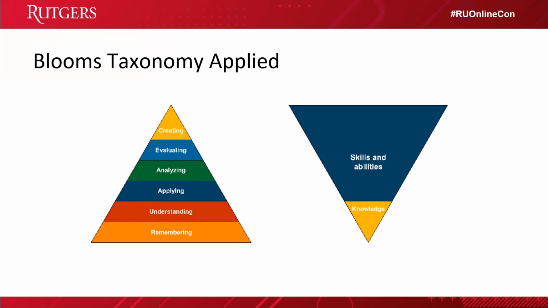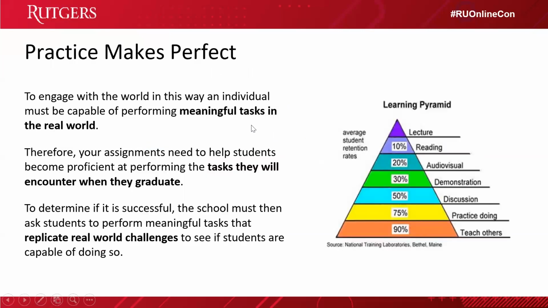This is an important thing to keep in mind when we talk about giving opportunities to practice skills. It isn't simply a matter of repeating the skill back. It's a matter of using it in context. When I say in context, we're talking about a couple different things. So to engage with the world in this way, so in the way of using these essential skills, an individual must be capable of performing meaningful tasks that they will use in the real world.